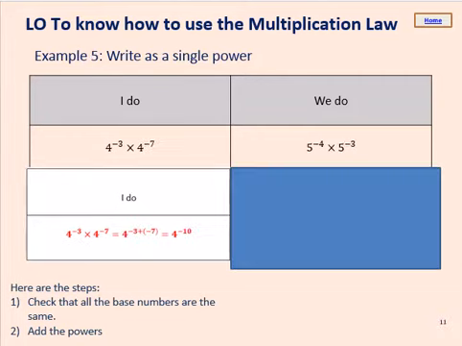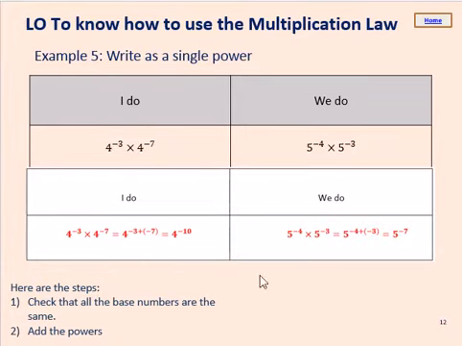Okay, so our last example on the multiplication law shows two negatives this time. So we've got 4 to the power negative 3 times 4 to the power negative 7. And again, we use the same law. We add these two powers, so it equals 4 to the power of negative 3 add negative 7. Negative 3 add negative 7 is negative 10, so 4 to the power negative 10. Please pause the video here and try the we do for yourselves.